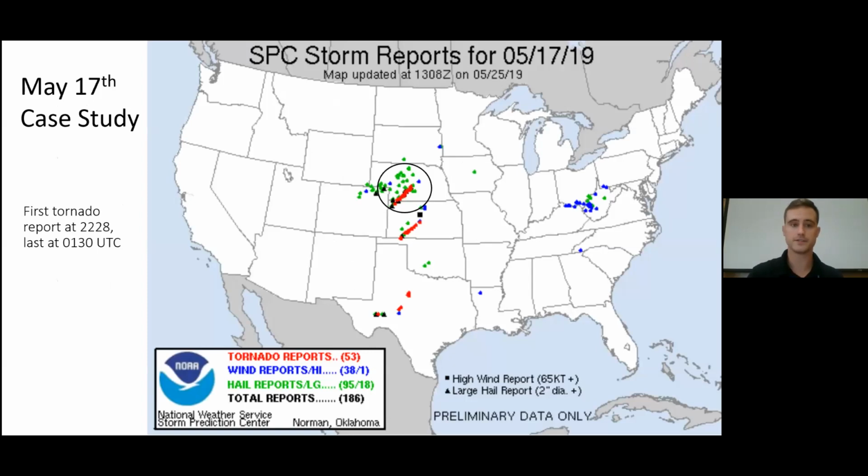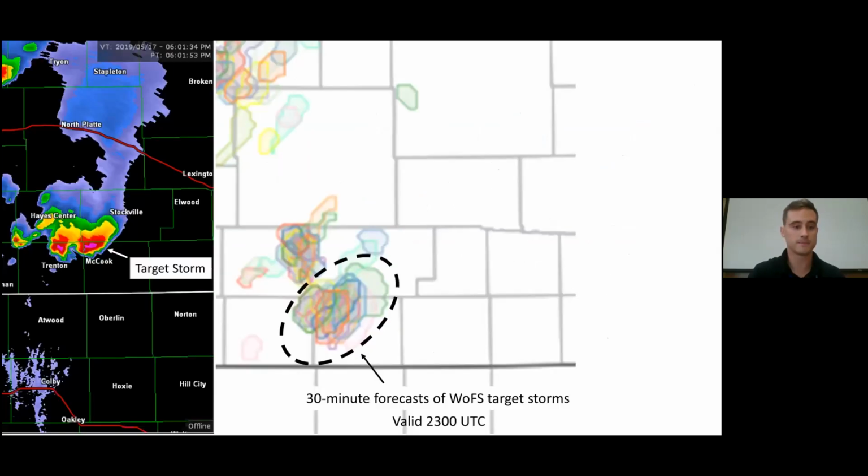So now I'm getting into the case studies. The first case study is the May 17th case study. And this particular supercell generated several tornado reports from about 2230 to 0130 UTC, so several hours of tornadic activity. And also, I should mention, this was our first deployment of TORUS, and so it was quite a great first day for us.